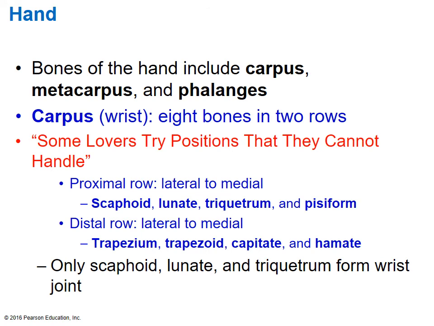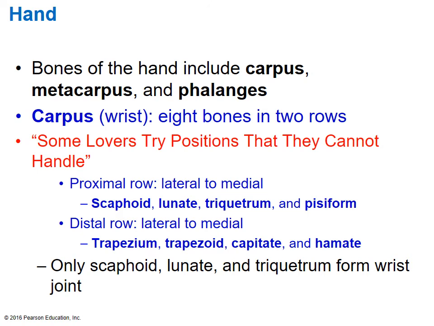Finishing up our upper limbs, we're going to have to take a look at our hands. And for that, we're going to go ahead and take a look at the carpals, the metacarpals, and the phalanges. The carpals are going to be what makes up your wrist, and there are 8 bones that are found in 2 rows. You have a proximal row, which is closer to the body, and then the distal row, which is a little bit further off from the body, closer to the fingertips.